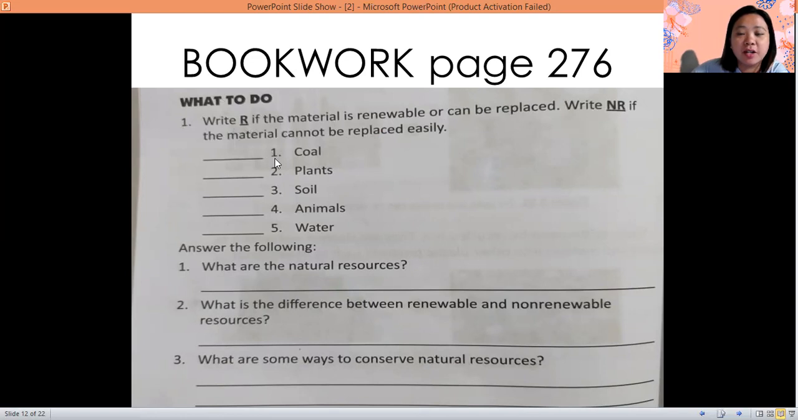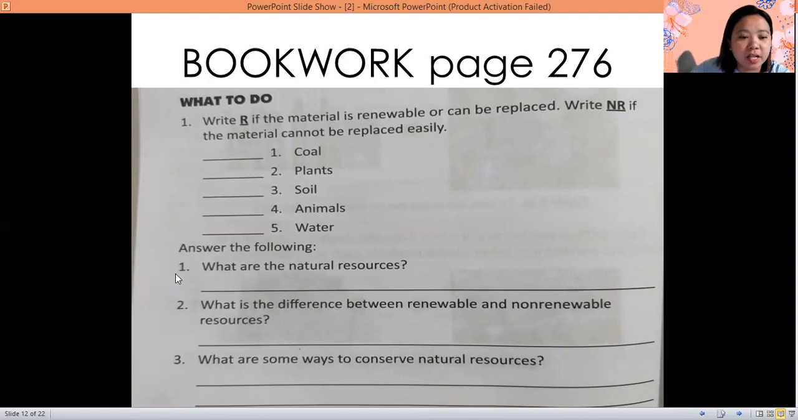So now for number one, coal, R renewable, or NR, non-renewable. Next, let's proceed to our number two, plants, R or NR. Next, for number three, soil, R or NR. Next, for number four, animals, R or NR. And number five, water, R or NR.